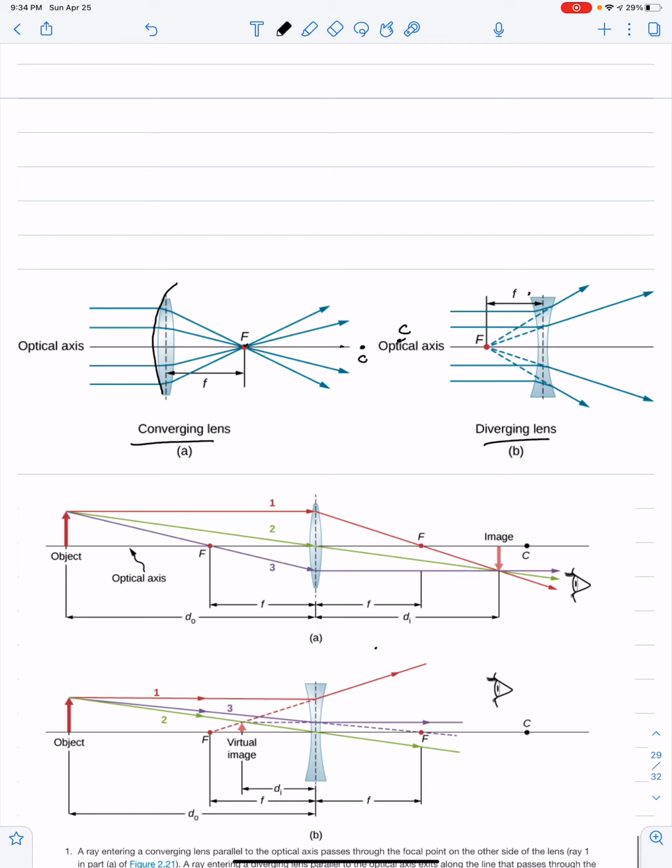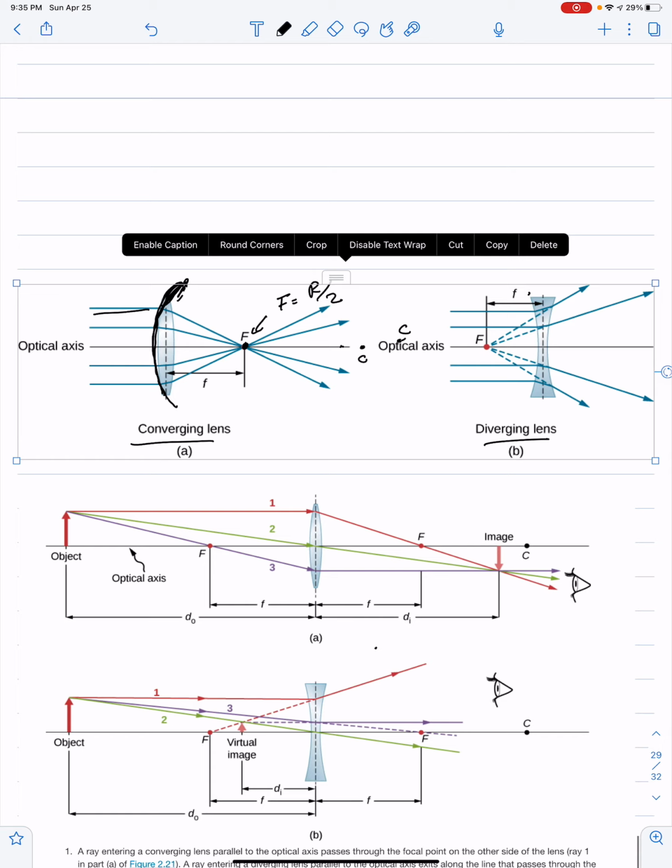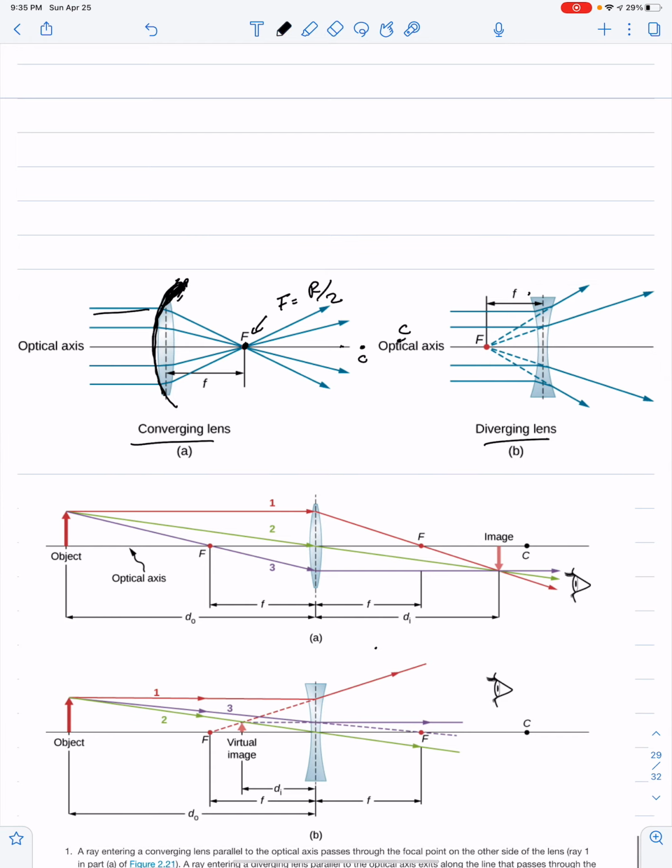Now, the converging lenses are shaped so that all the light rays that enter it parallel to the optical axis intersect at a single point opposite to the lens. That single point is the focal point right here. This focal point is equal to the radius of curvature over 2. Notice this is also curved, therefore we have a shape that is very similar to the mirrors as well.